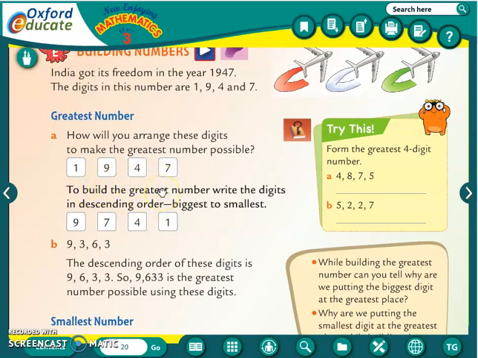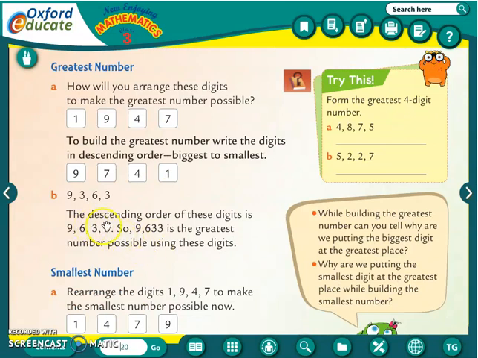उसमें से अगर आपको कोई भी greatest number निकालना है तो वो आएगा 9741. Same here the second example. The descending order of this digit is, जो ये जो नंबर दिया है 9363, उसमें से हमें डिसेंडिंग ऑर्डर ऑफ दिस डिजिट वो हमें कैसे करना है? सबसे पहले हमें ग्रेटेस्ट नंबर देखना है, दैट विल बी 9, उसके बाद 6 and then we will write 3, 3. So the number will be 9633. That is the greatest number possible using these digits.